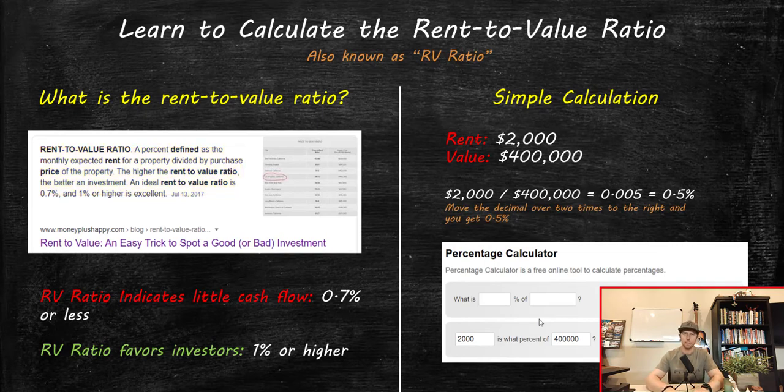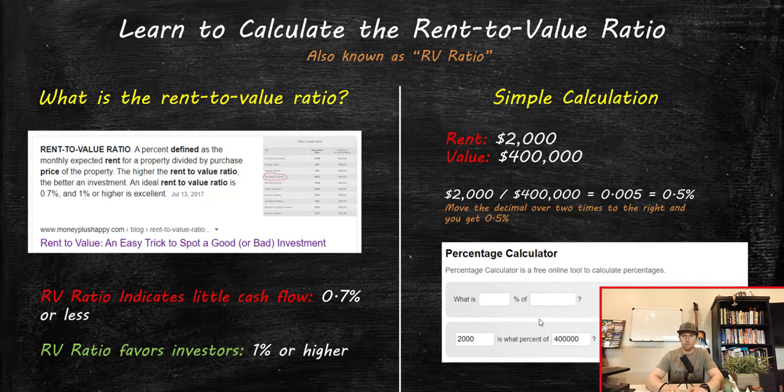So let me explain that in plain English. It's a simple calculation. All you do is take the expected monthly rent for the property and divide it by the purchase price, and it gives you a percentage. Then you take that percentage, look at that RV ratio, and determine whether or not the property will cash flow. It's essentially a barometer, a way to check how strong that investment will perform.